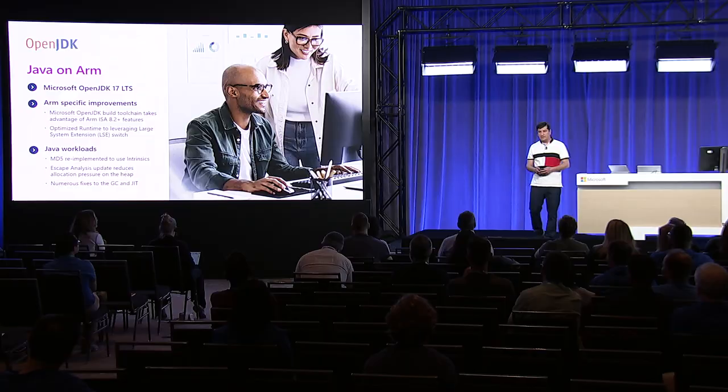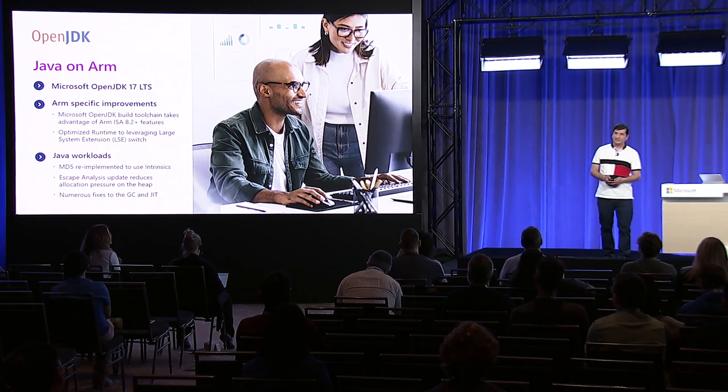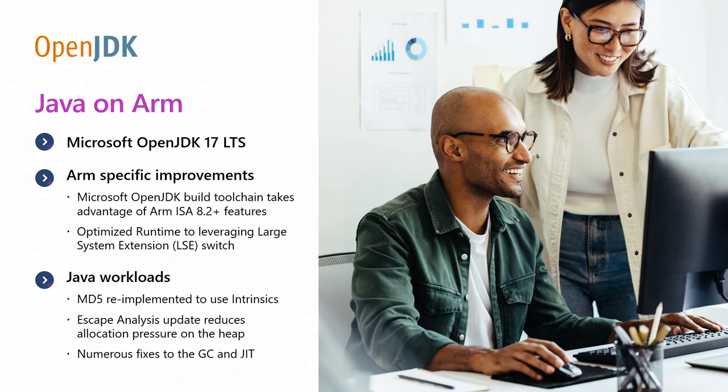Moving on to Java. As you know, we shipped Microsoft's OpenJDK 17 LTS release last year. Since then, we made ARM-specific improvements to this. We modified the build toolchain to take advantage of features of the ARM version 8.2 instruction set architecture. We optimize the runtime via large system extension switch. Let me show what this can do for your app.